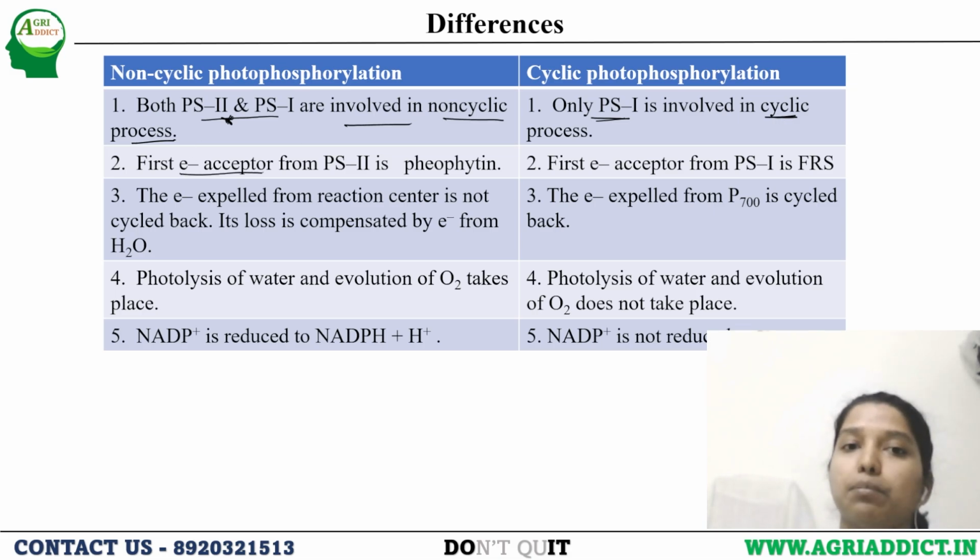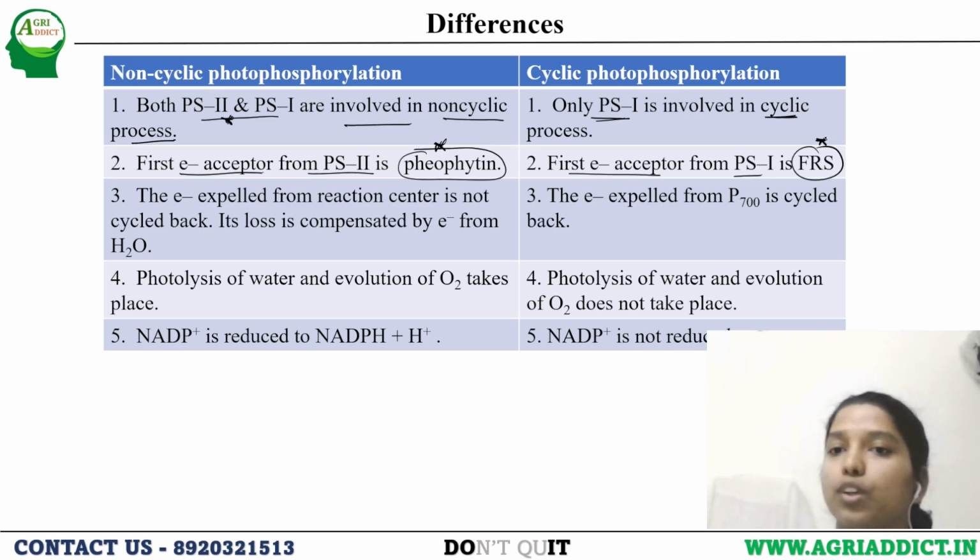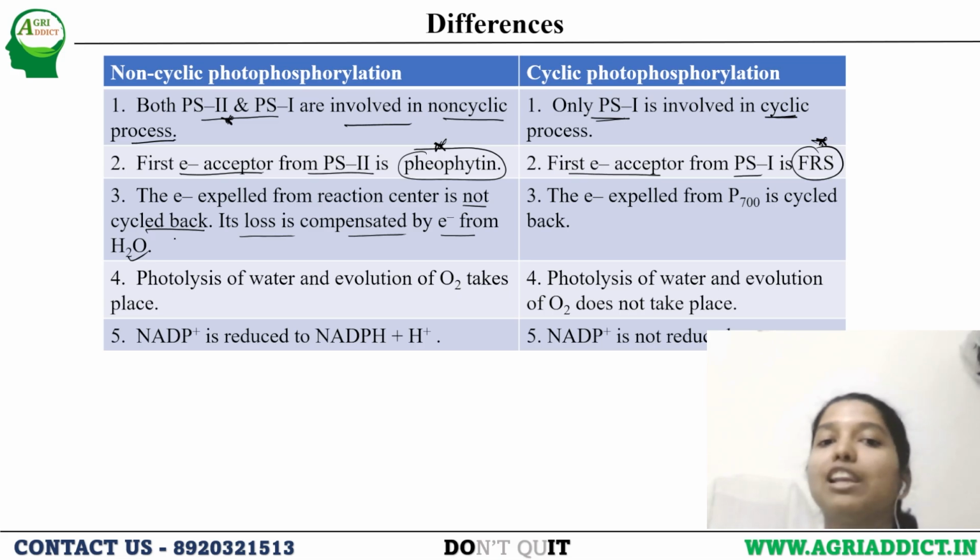First electron acceptor from PS2 is pheophytin, very important. And here the first electron acceptor from PS1 is FRS. Okay. The electron expelled from the reaction center is not cycled back. It is not coming back to PS2. Its loss is compensated by electron from H2O because photolysis of water is taking place. So the requirement of electron is getting fulfilled by that.